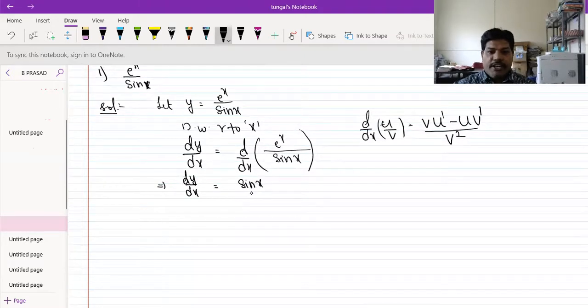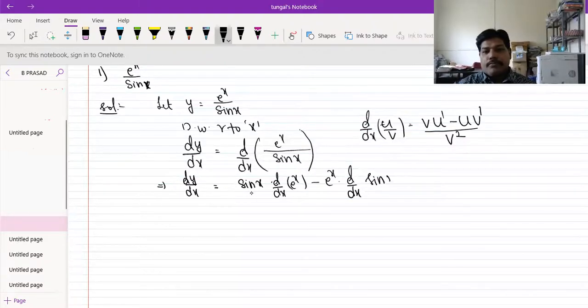V is the sin x into derivative of e power x minus e power x into derivative of sin x, whole by sin x whole square.